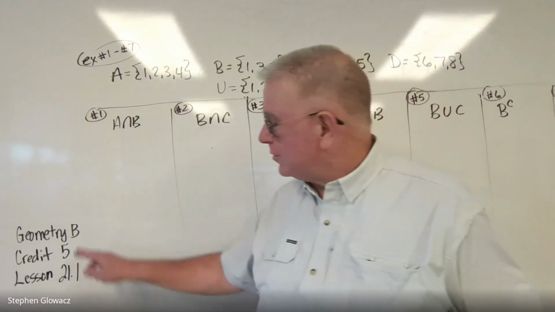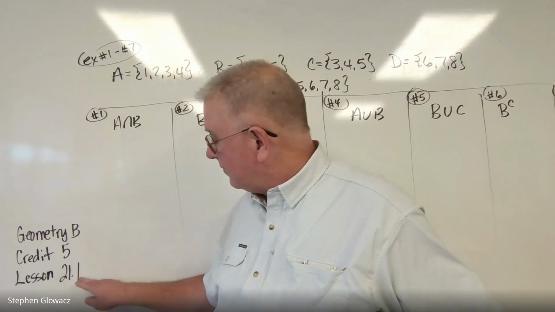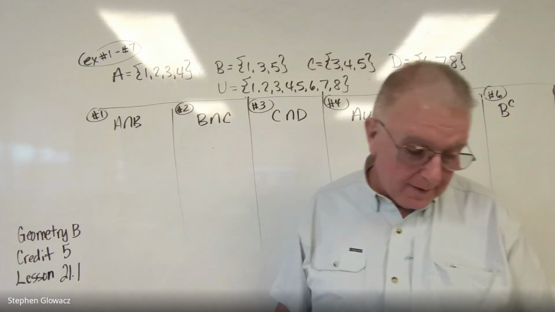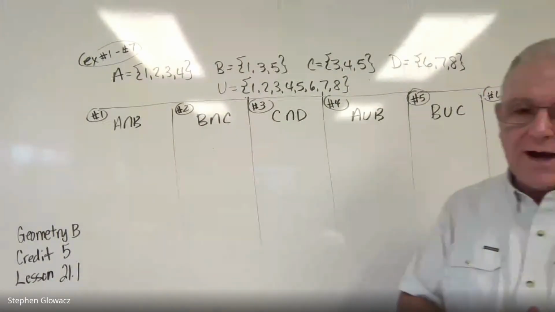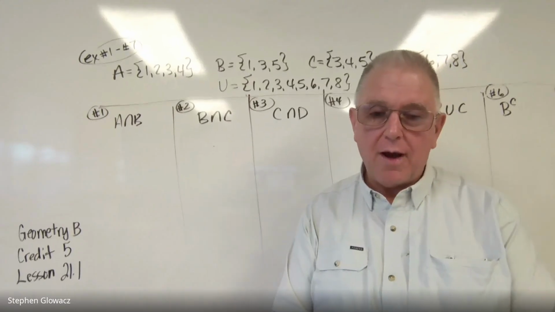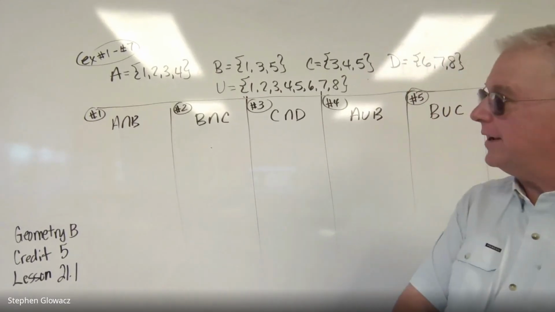These are the examples for Geometry B, Credit 5, Lesson 21.1. Lesson 21.1, we're going to be getting into set theory and also probability. And so let's go ahead and jump into it.